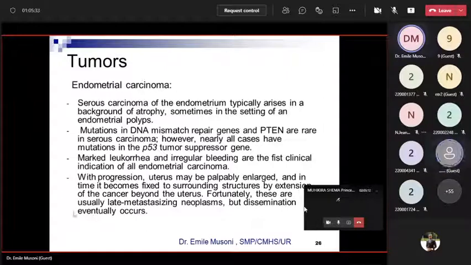They say they are usually late metastasizing neoplasms, but dissemination eventually can occur. And the most common clinical feature of those tumors is vaginal bleeding.